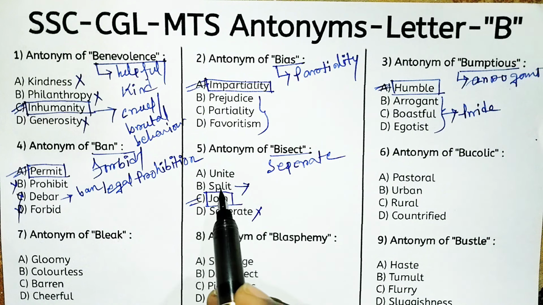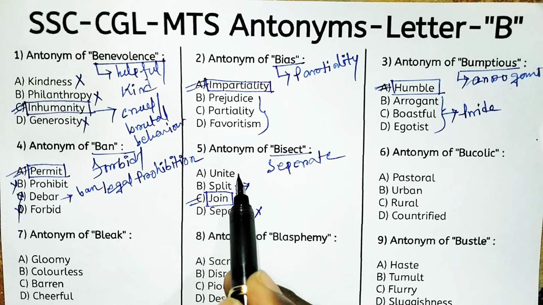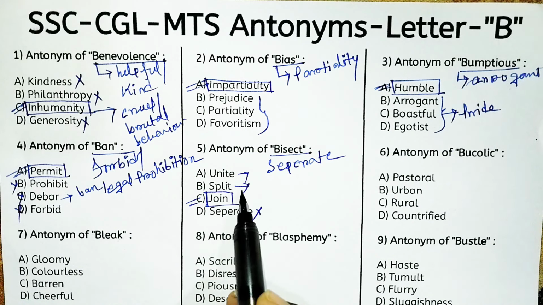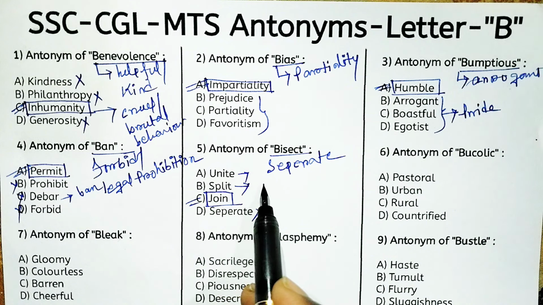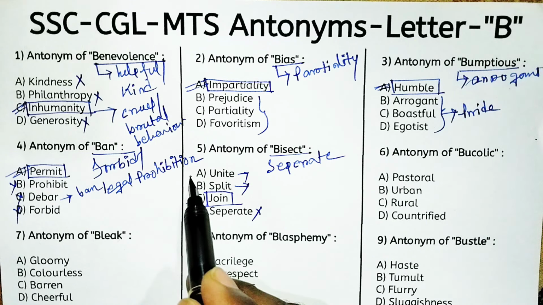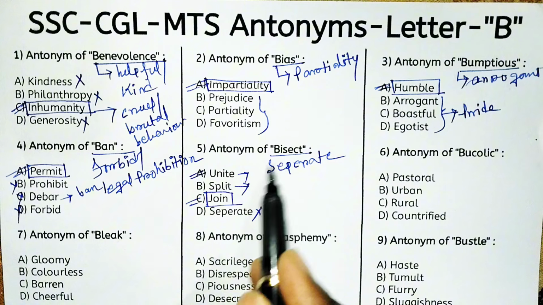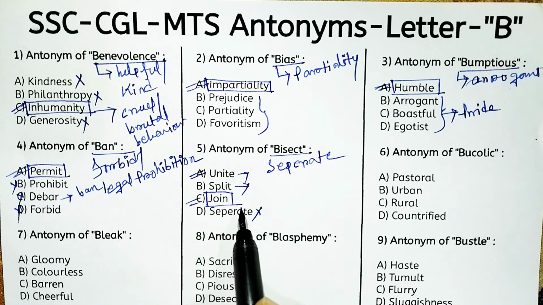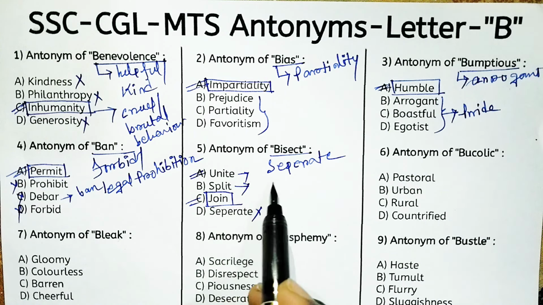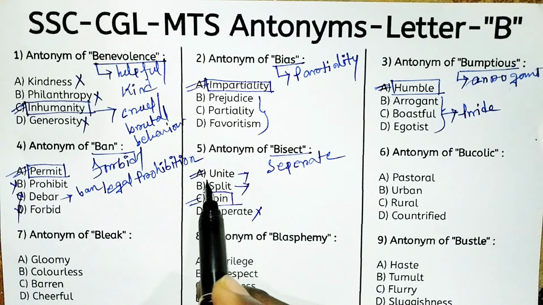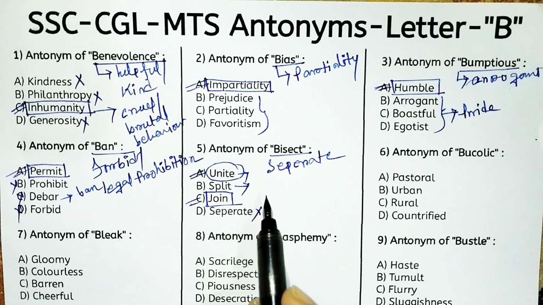Unite. So unite means also the join or entire or whole. So that's why unite is also the antonym of bisect. Okay, you have to choose only one, whether unite or join. So actually this is a typing mistake.